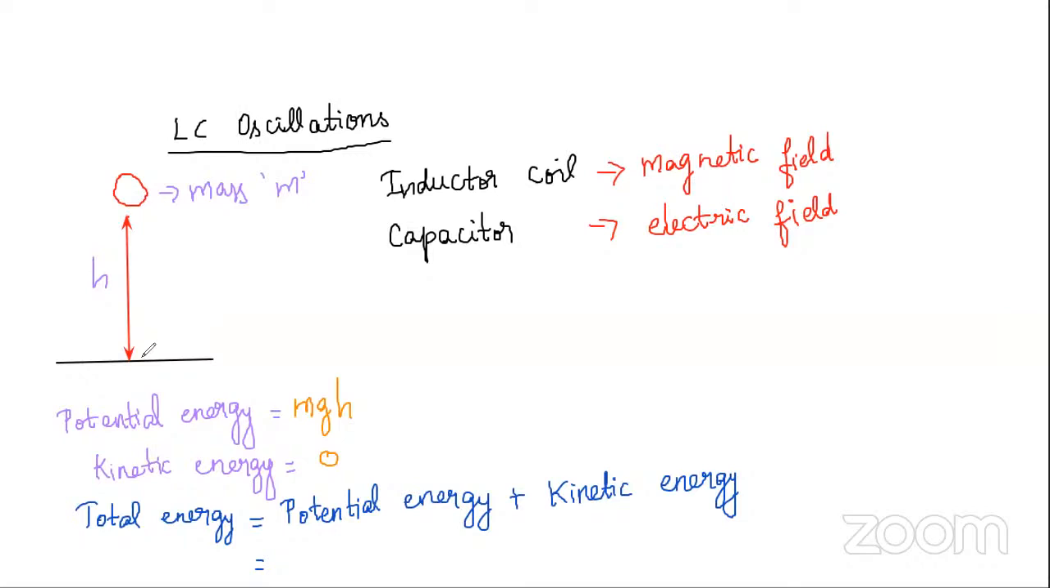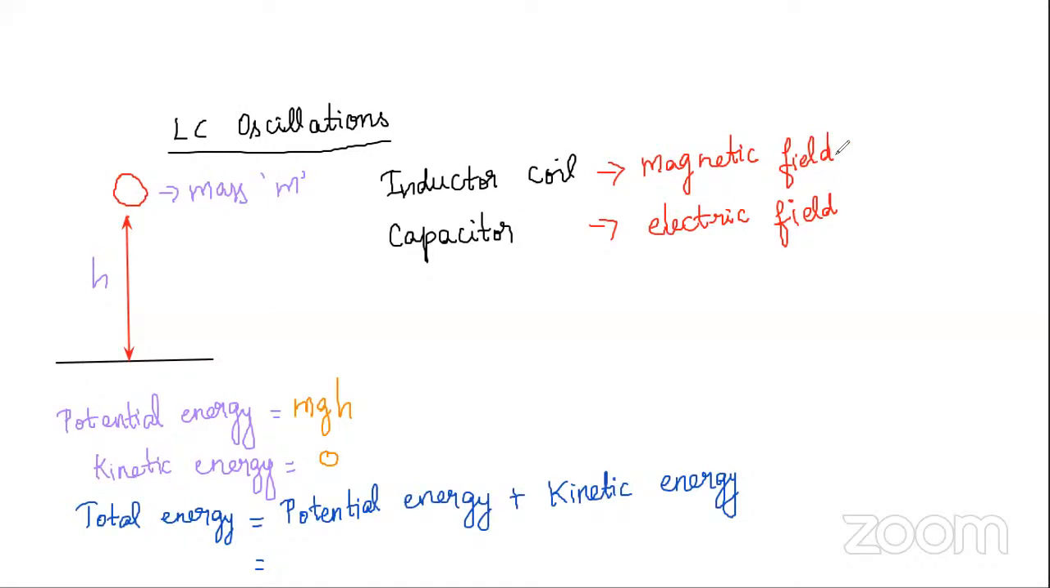Energy can neither be created nor be destroyed, that you know very well. Here we have discussed the concept of mechanical energy. When you understand this concept of mechanical energy conservation very well, you can easily understand the concept of LC oscillations as well. So when you have an LC circuit, that is an inductor coil and a capacitor in a circuit in series.